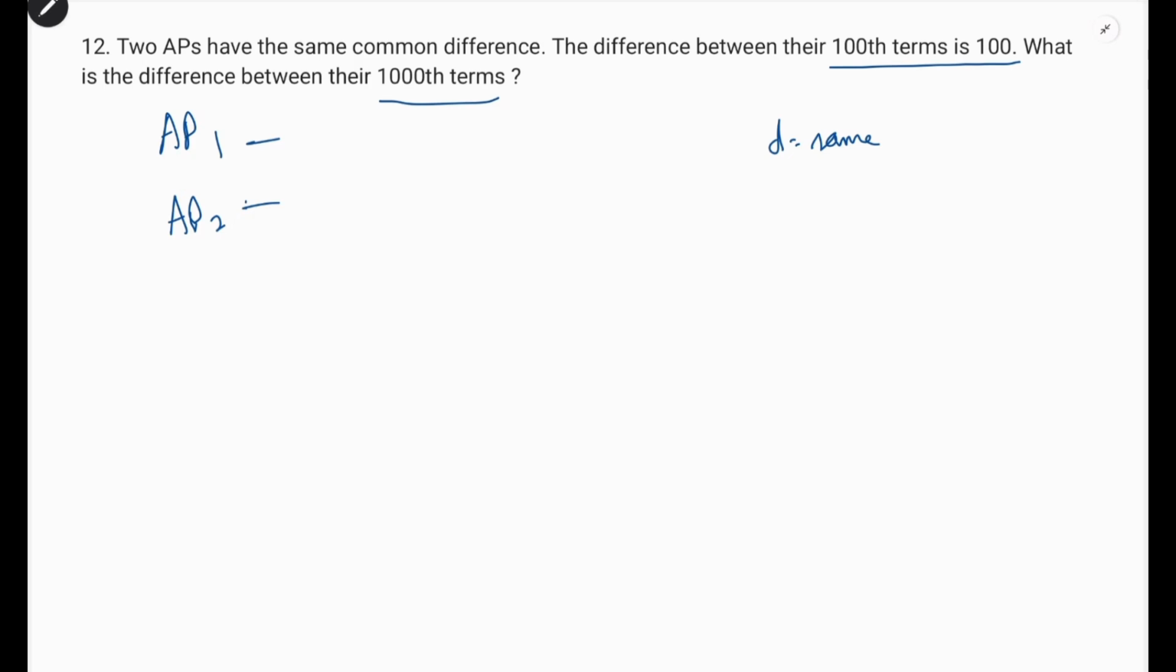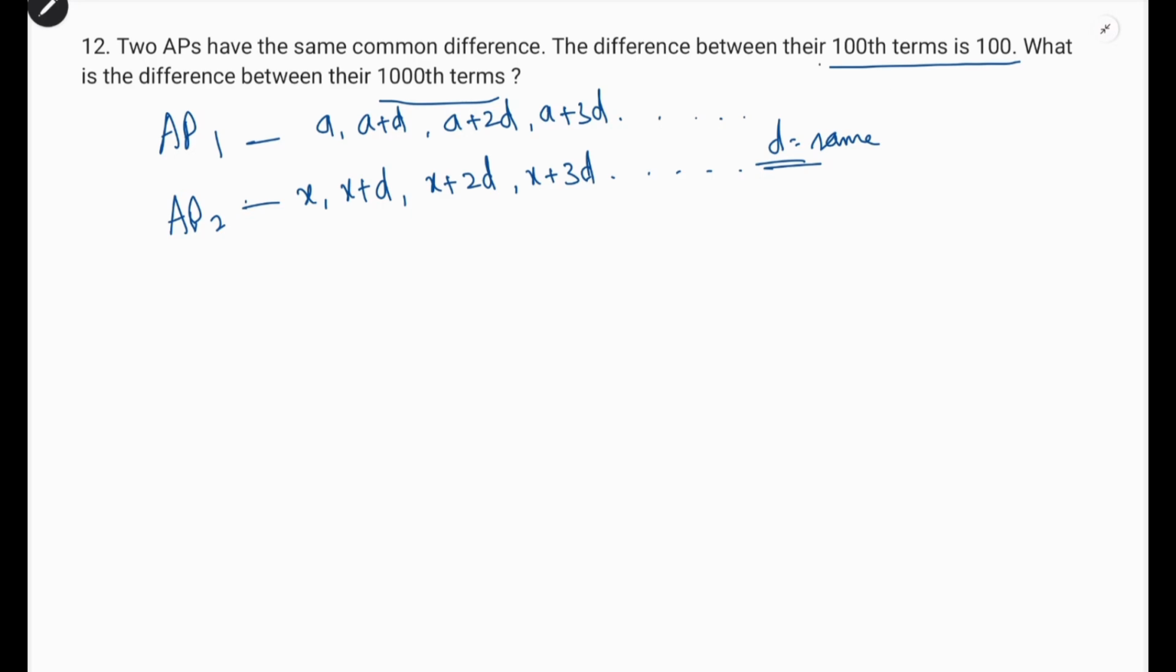In the first AP we will assume the first term is a, and the second term is first term plus common difference. The third term is the second term plus common difference, a plus 2d. The fourth term is the third term plus common difference. This goes on. In the second AP we will assume the first term as x. The second term will be first term plus common difference, the third term will be second term plus common difference, and the fourth term will be third term plus common difference. This goes on.